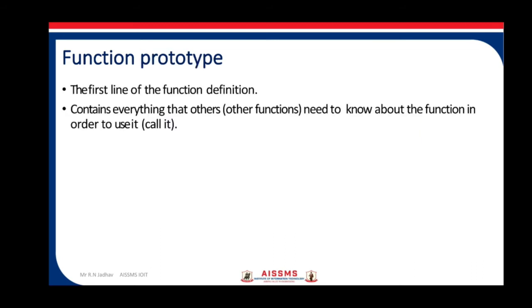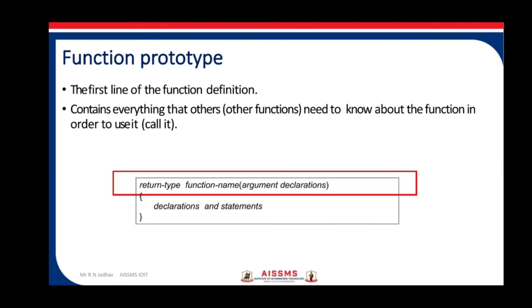Now what is a function prototype? As we have already seen, it is the signature of a function. Generally it is the first line of your function definition, and it contains everything that others, that means other functions, need to know about a function in order to call it. So if this is my function definition, the first line of that function definition I can use as a function prototype.